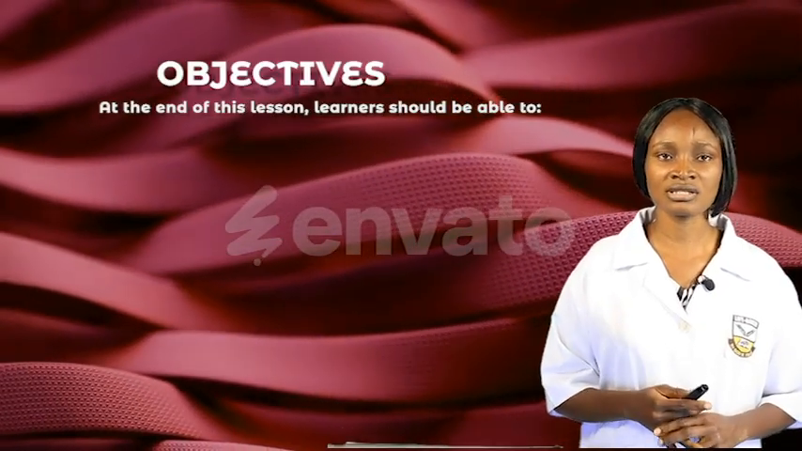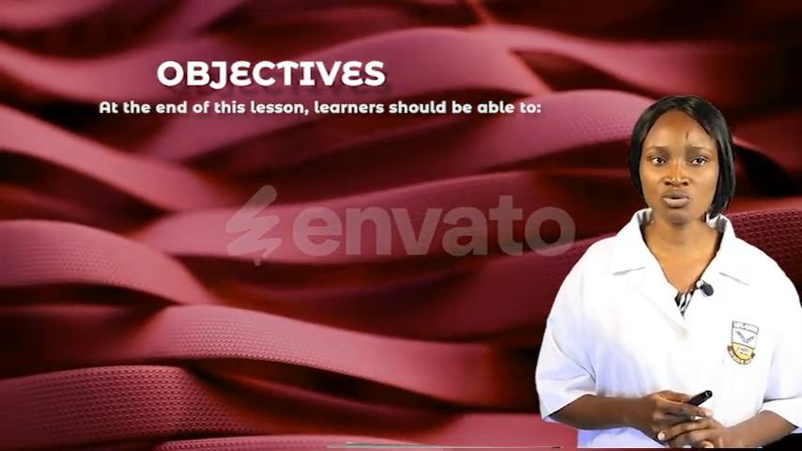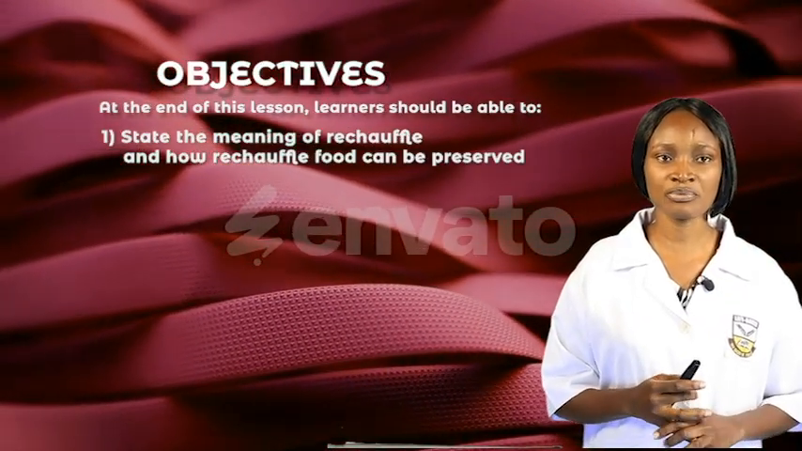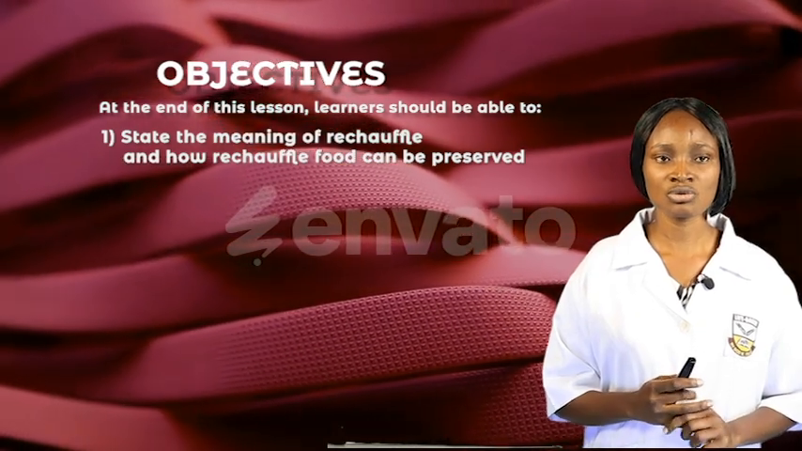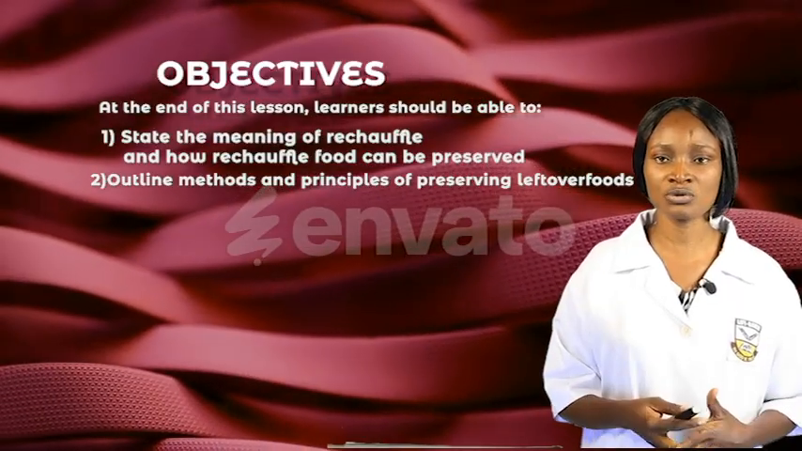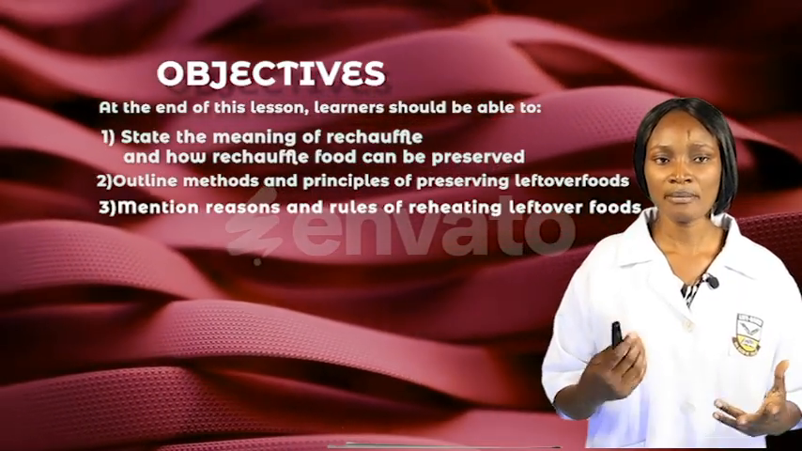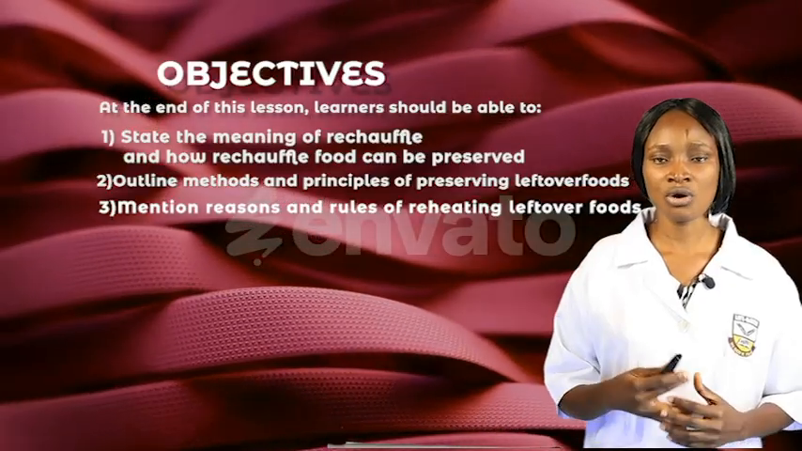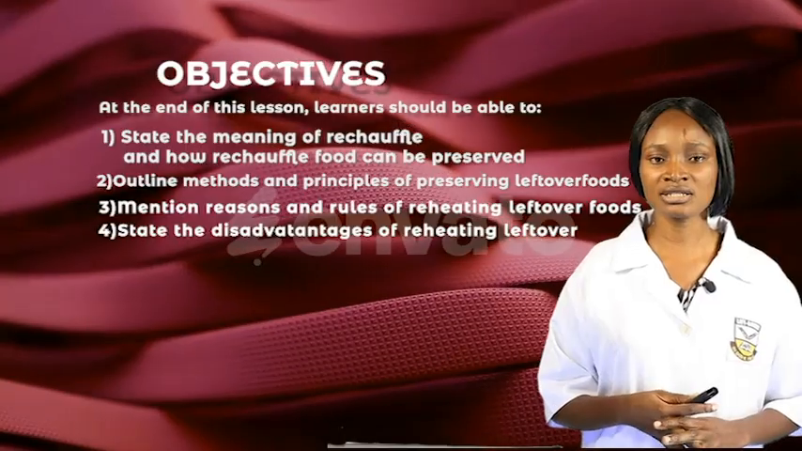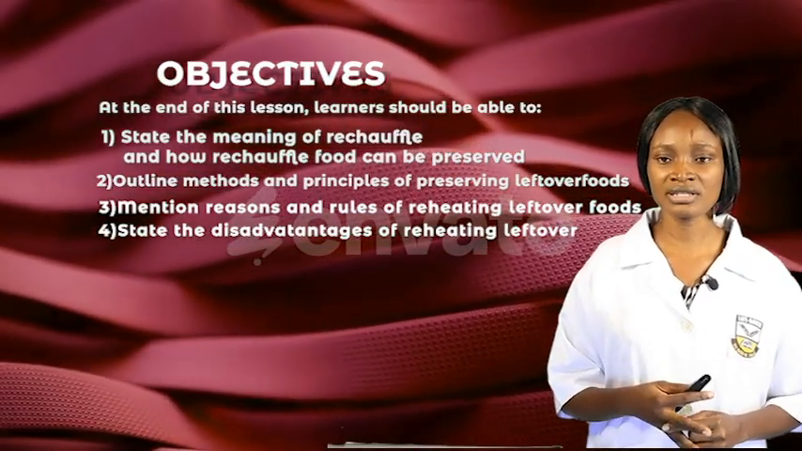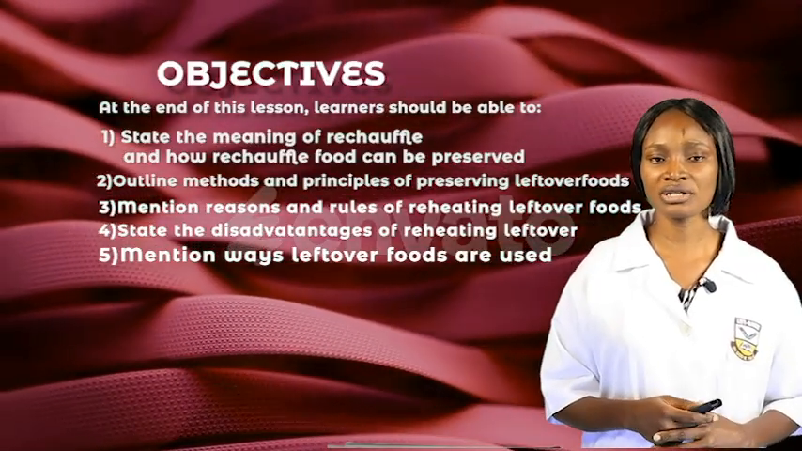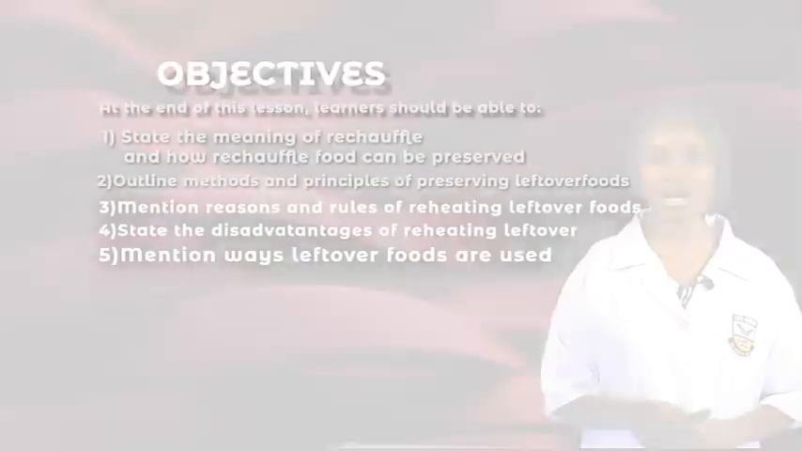At the end of this lesson, you learners should be able to: 1. State the meaning of recurve and how recurve food can be preserved. 2. Outline methods and principles of preserving leftover foods. 3. Mention reasons and rules of preserving leftover foods. 4. State the disadvantages of overeating leftover foods. And lastly, 5. Mention ways leftover foods are used.